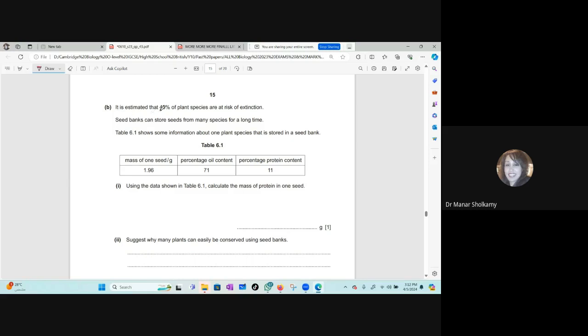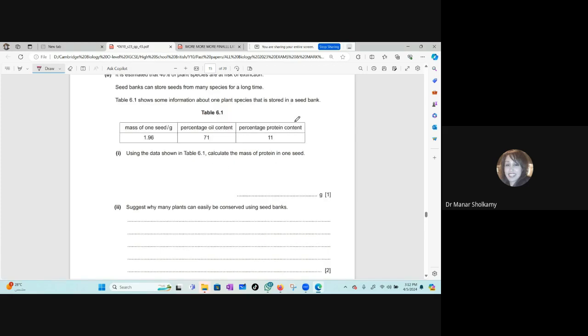Okay, now it is estimated that 40% of plant species are at a risk of extinction. Seed banks can store seeds from many species for a long time. Table 6.1 shows some information about one plant species that is stored in a seed bank. This is the mass of one seed. This is the percentage of oil. This is the percentage of protein. Using the data shown, calculate the mass of protein in one seed. Can you think of how you will do that?